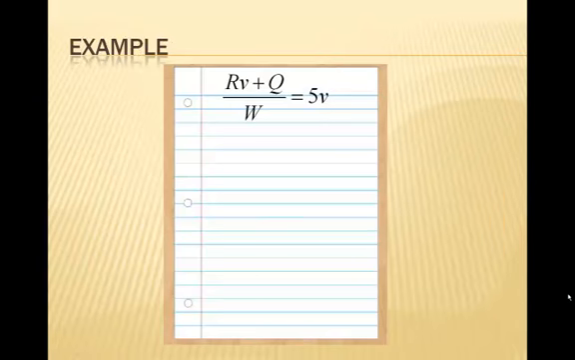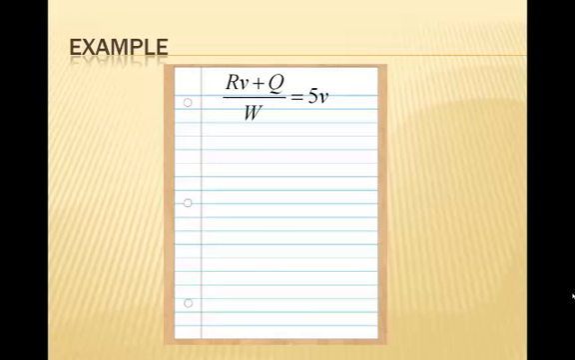All right, let's look at one more example that's just a little bit harder. This is r times v plus q divided by w is equal to 5v. And in this one, we want to solve for v. Well, in this example, we have 2 copies of it floating around. This means our first goal is to get both v's together and then try and isolate it as best we can. All right, so let's begin.